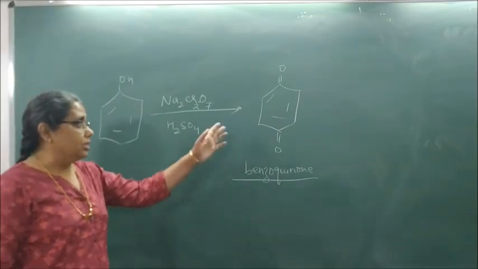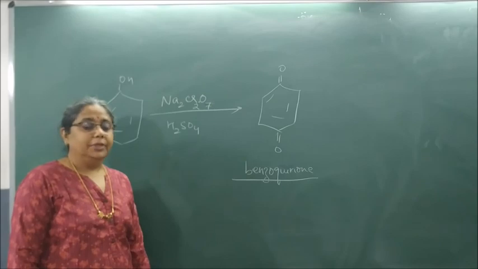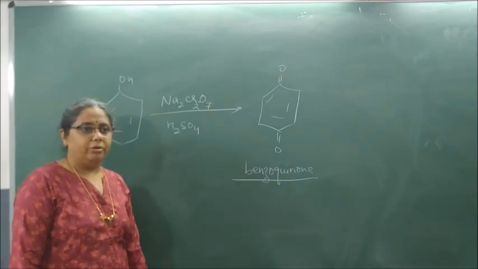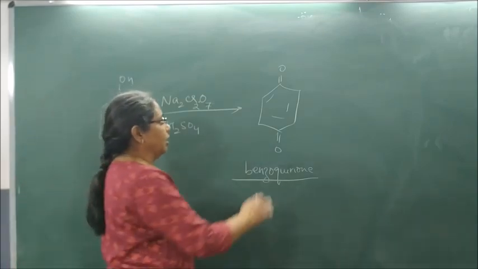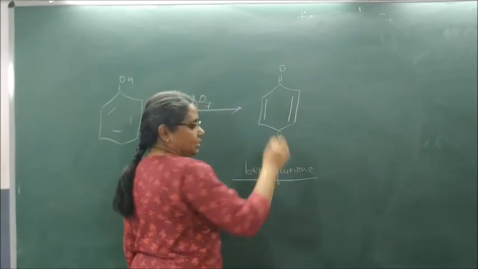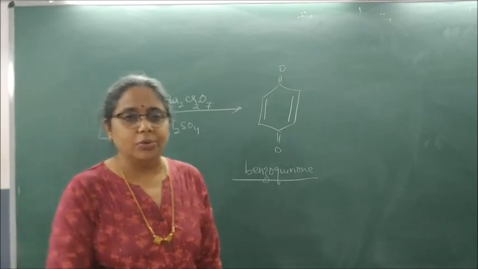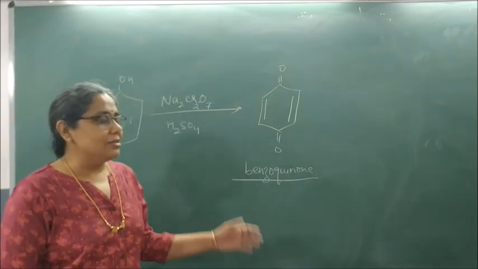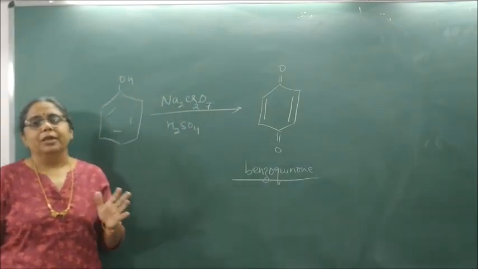What did I do wrong in this? I did something wrong in this structure. There are 5 bonds here. So what should I do? My bonding should change. It will be like this. Okay, this is benzoquinone. Now, why is this reaction very important?